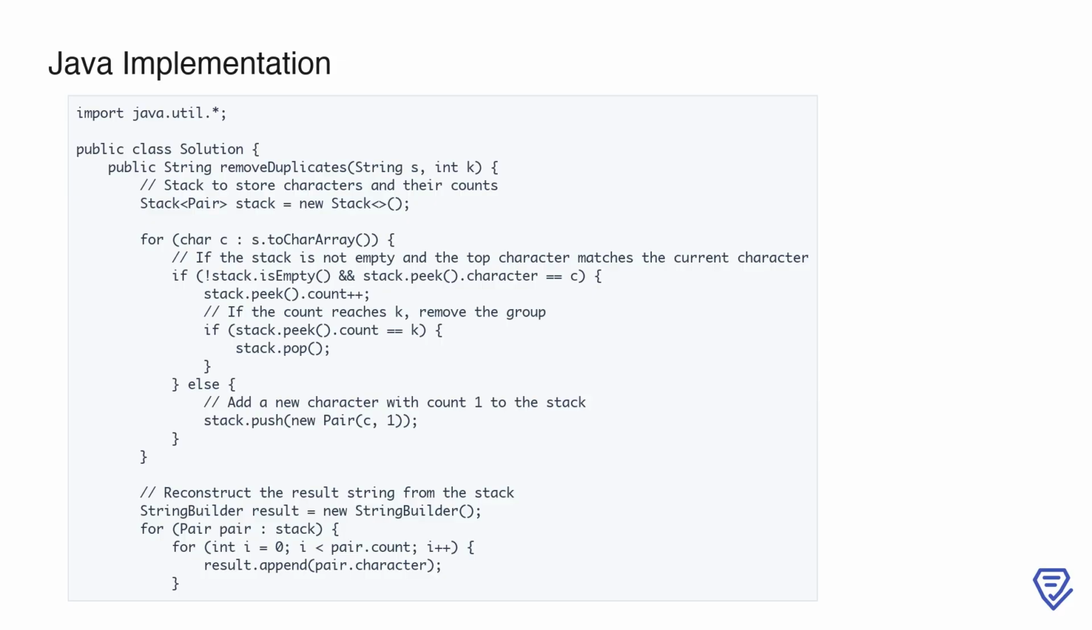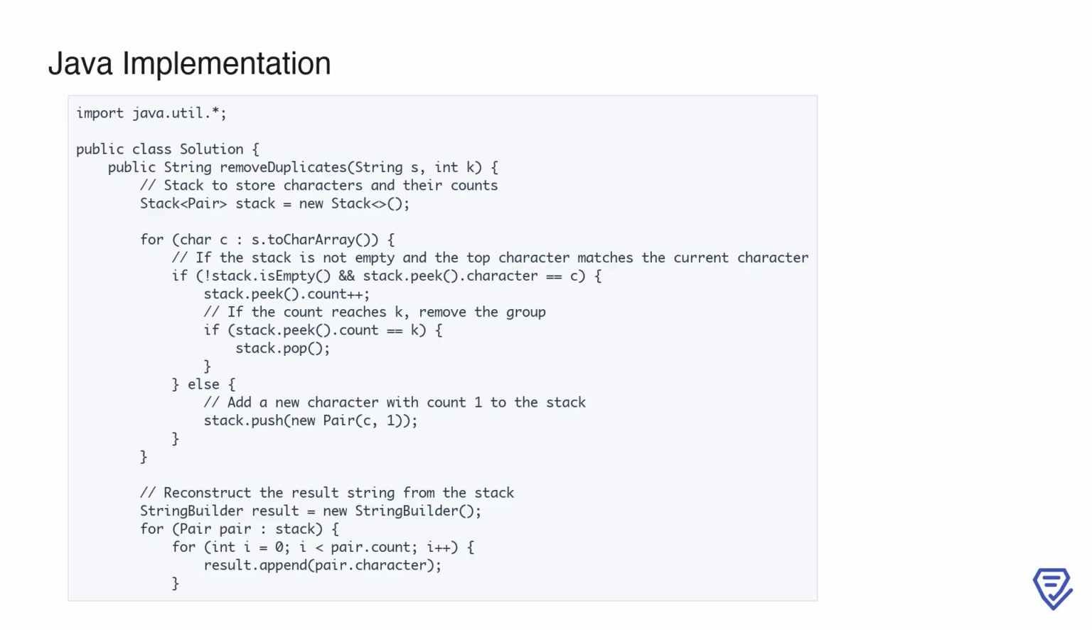For each character in the string, we check if the stack is not empty and whether the character at the top of the stack matches the current character. If it does, we increment the count of the top pair. If that count reaches k, we remove the pair from the stack, effectively removing the group from consideration. Otherwise, if the current character doesn't match the one on top of the stack, we push a new pair with the current character and a count of 1. This ensures that we always maintain a record of the current sequence of duplicates being processed.